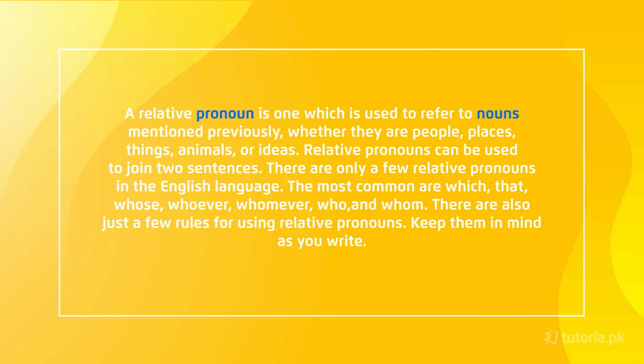Let's take the first example. The cyclist who won the race trained hard. Now if you look at this sentence, the cyclist who won the race. In this sentence, the who refers to the cyclist. It means the cyclist who won the race. So in this sentence, who refers back to the cyclist.